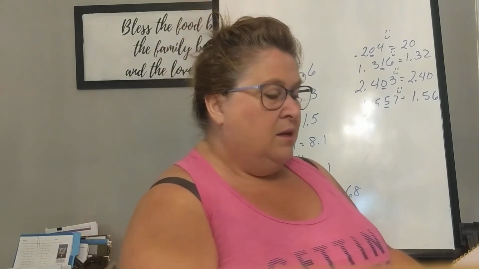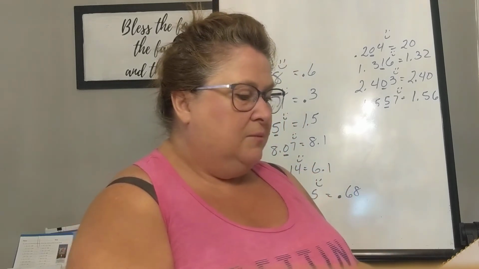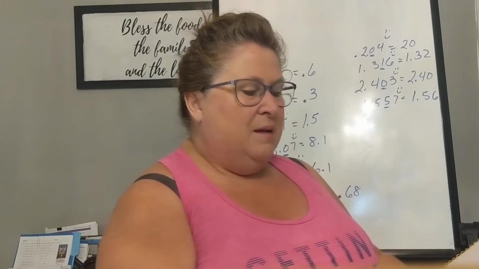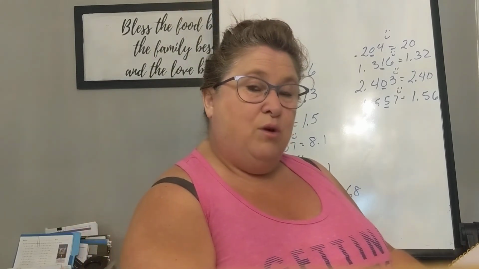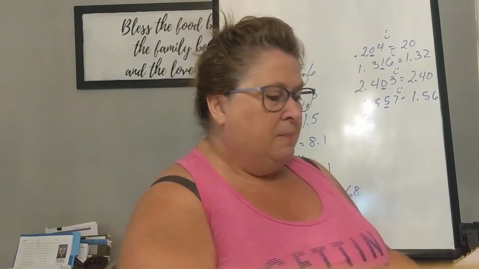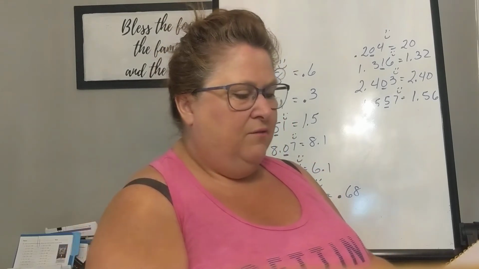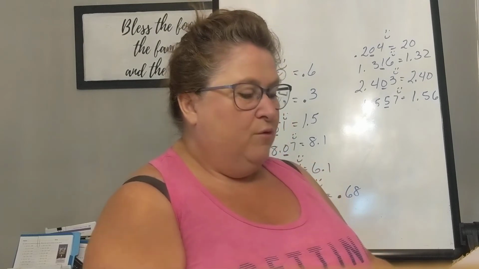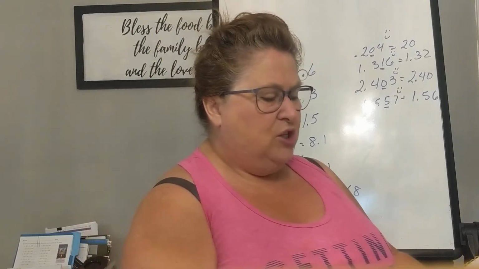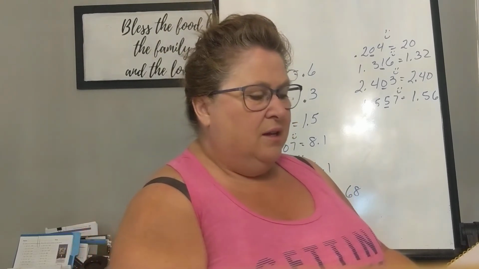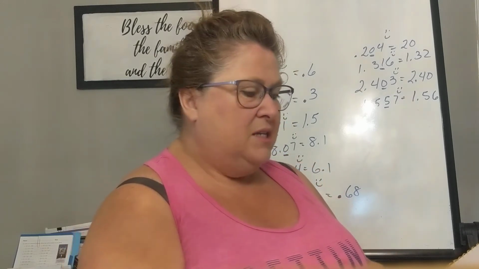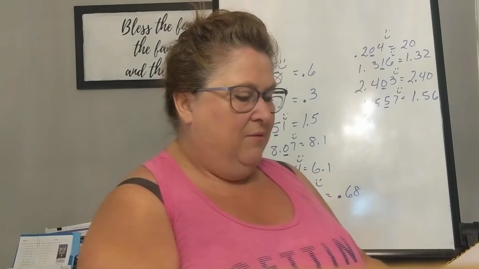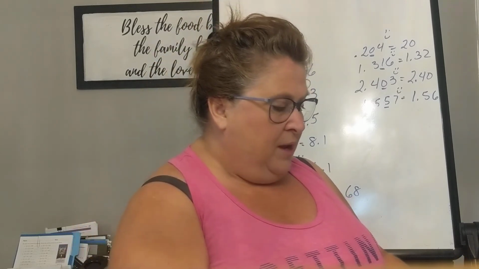section 7. Change to improper fractions. 6 and 2/3 changes to 6 times 3 is 18. 18 plus 2 is 20. 20 over 3. 4 and 4/5. 5 times 4 is 20. Plus 4 is 24. 24 over 5 is our improper fraction. 8 and 3/11. 11 times 8 is 88. Plus 3 is 91. So 91 over 11 is your improper fraction.